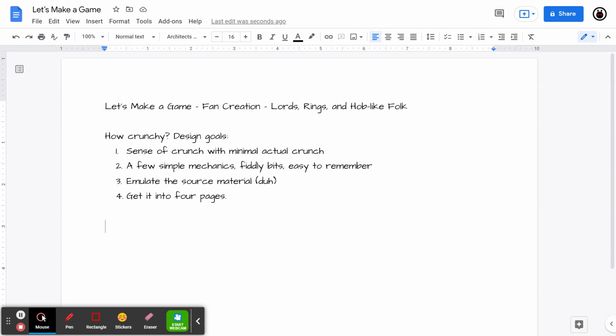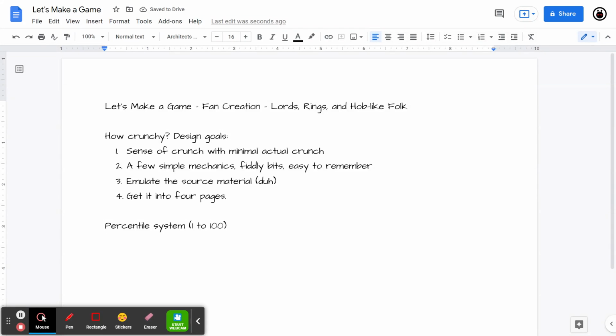Okay, so the first decision I made, in terms of mechanics, was not to use the D20 system. Because I wanted it to be crunchy and fiddly, we're going to go with a percentile system. This gives you a number from 1 to 100. So I know that my scale goes from 1 to 100.